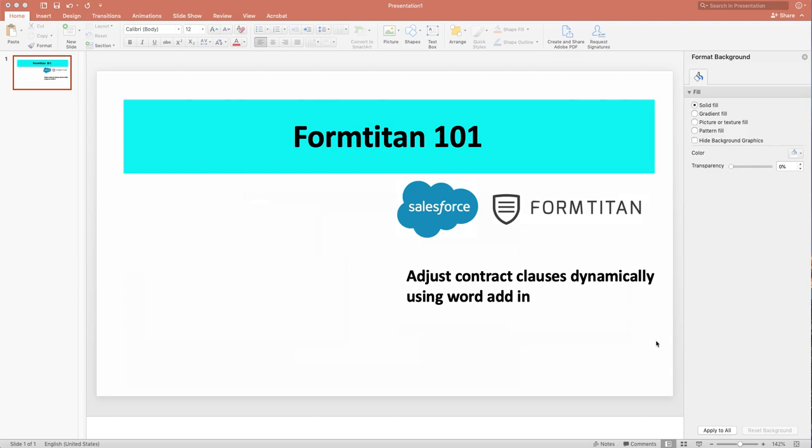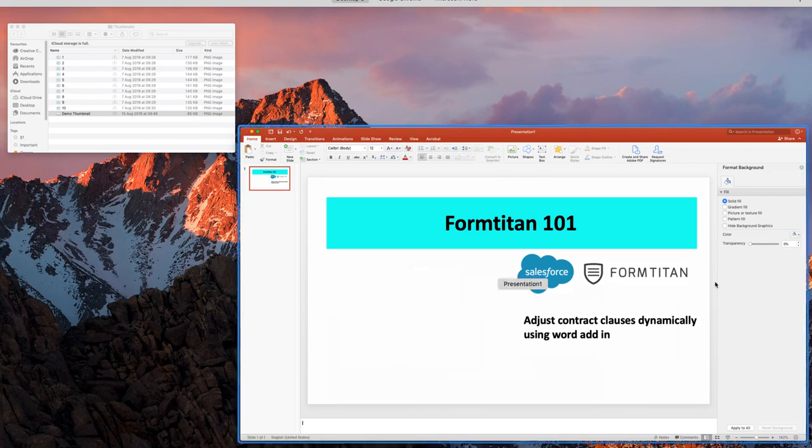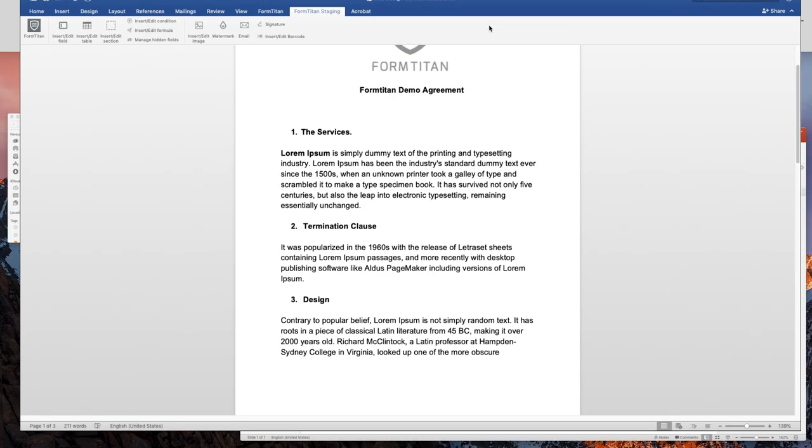Another Form Titan video. In this video, we'll talk about adjusting contract clauses dynamically using the Word add-in. So if you have contracts and you don't want to make 6, 7, or 8 different copies, and you just want to adjust clauses dynamically using the Word add-in, then this is the video for you. So let's get started. What I'll do is go to Microsoft Word.